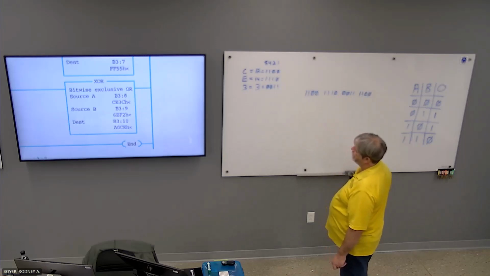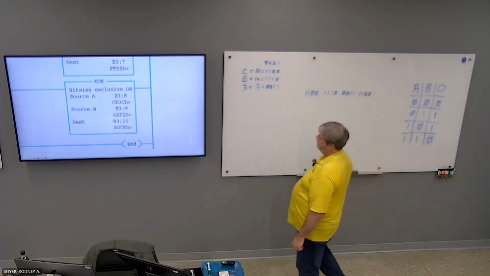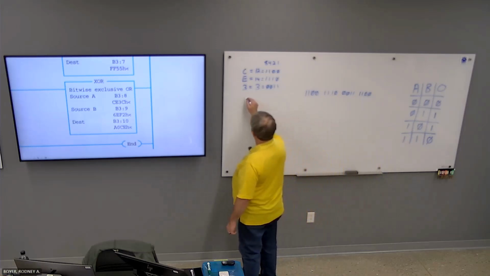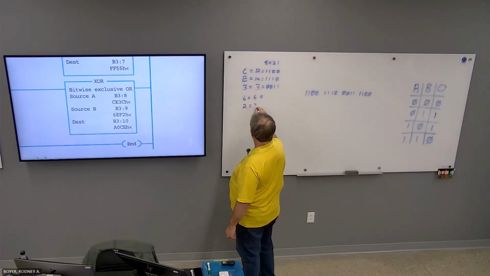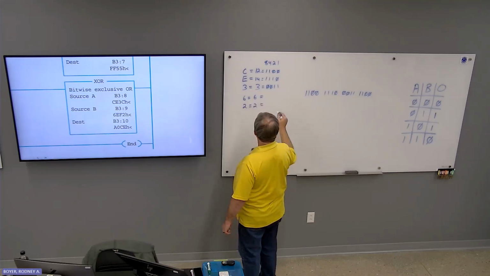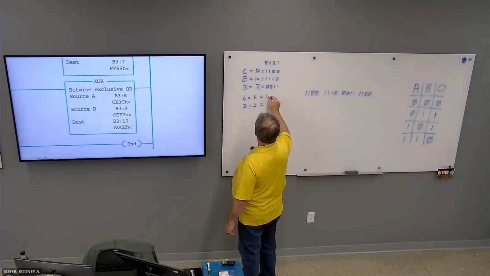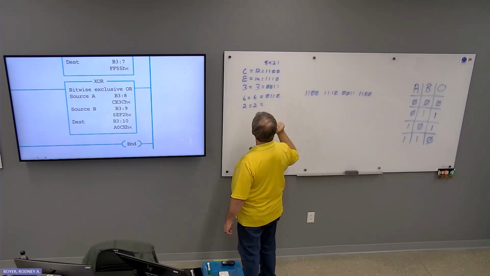Yeah. Okay. 6 hex is 6 decimal. We already know what E is. Well, we know F is all ones. 2 hex is 2 decimal. So 6 is going to be 0, 1, 1, 0. 4 plus 2, right? 0, 0, 1, 0.